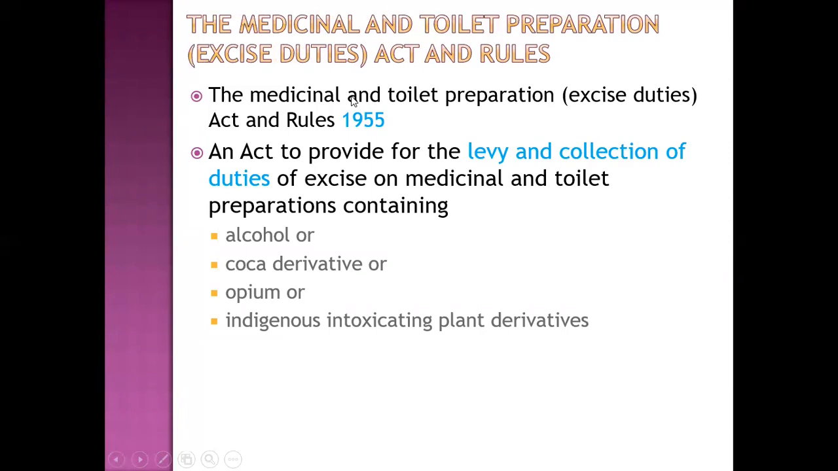Then the Medicinal and Toilet Preparations Excise Duties Act and Rules. It came in 1955. The Act provides for the levy and collection of duties of excise on medicinal and toilet preparations containing alcohol, coca derivative, opium, or other indigenous intoxicating plant derivatives.